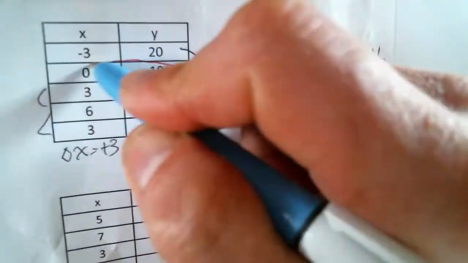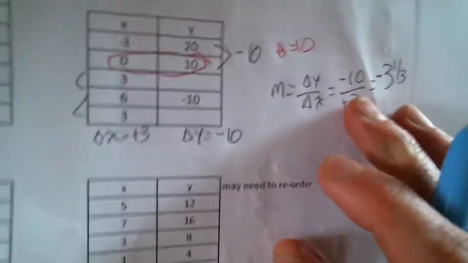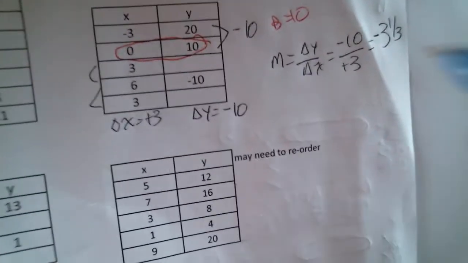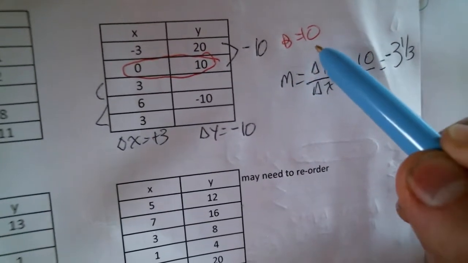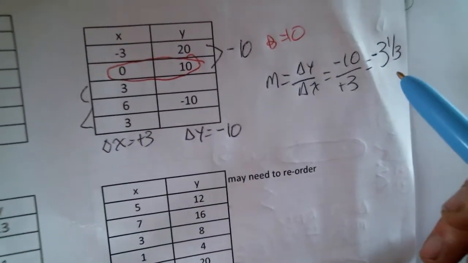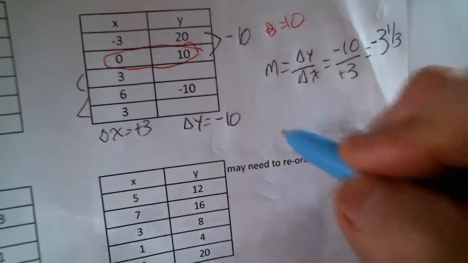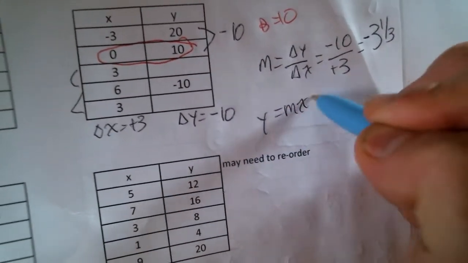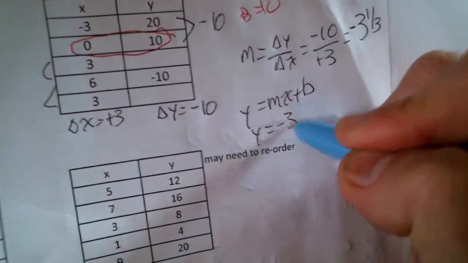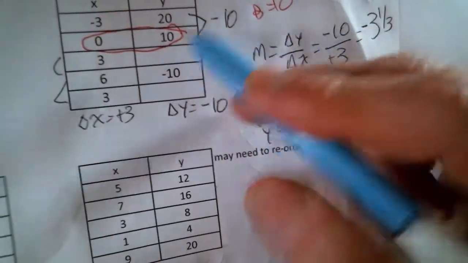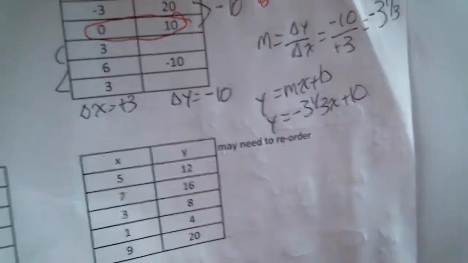I've already got it here. This is another bonus. My magic 0 row is right there. So my b is going to equal 10. Can't believe how bad this video is. Let's finish it up and then I'll let you guys go. So my b is going to be 10. My slope is negative 3 1/3. Y equals mx plus b. So y now equals my slope, negative 3 1/3 x, plus 10.